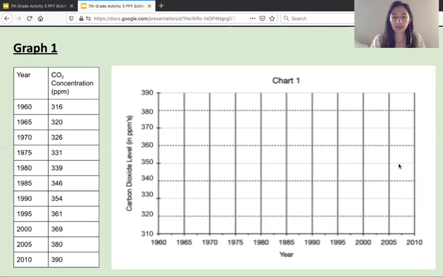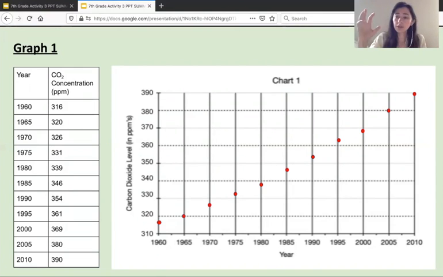So let's start at 1960. It's going to be 316 is where you're going to put your dot. 320 at 1965. 326 at 1970. 331 at 1975. 339 at 1980. 346 at 1985. 354 during 1990. 361 parts per million at 1995. 369 parts per million in 2000. 380 in 2005. And 390 in 2010.